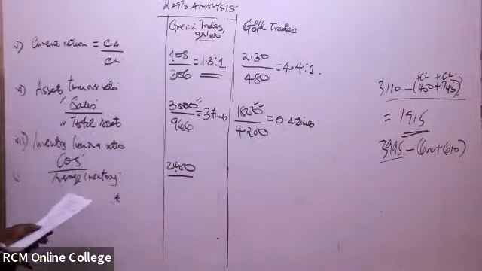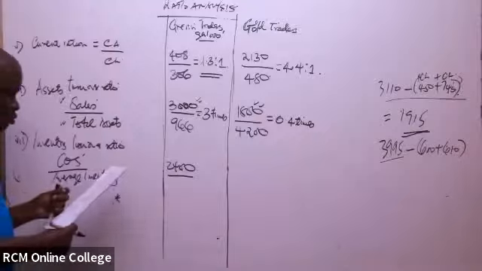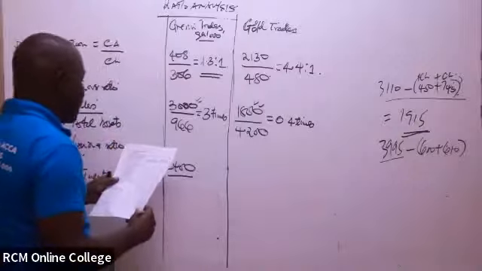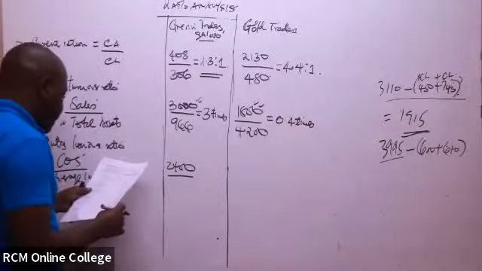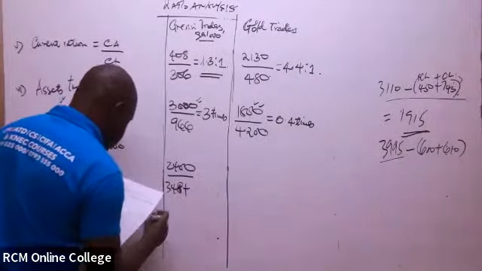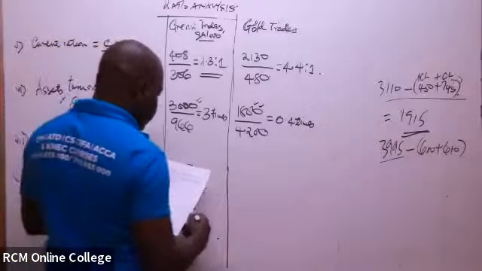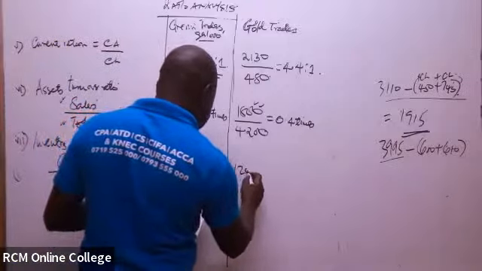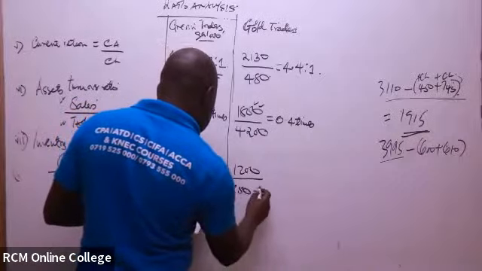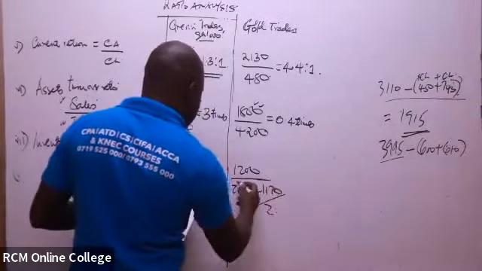Then the average inventory: the closing inventory is 252. Since you've been given opening and closing, you add and divide by 2, so 348 plus 252 divided by 2. For the other one, the cost of sales is 1,200, and you've been given the opening inventory, so it is 750 plus 1,170 divided by 2.